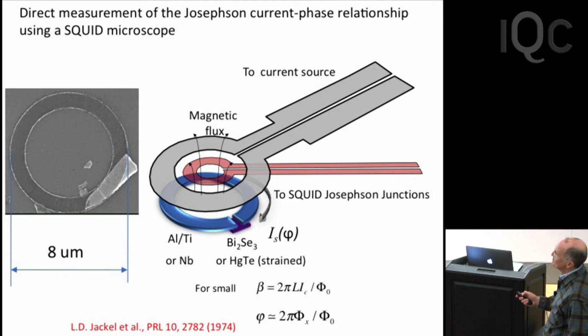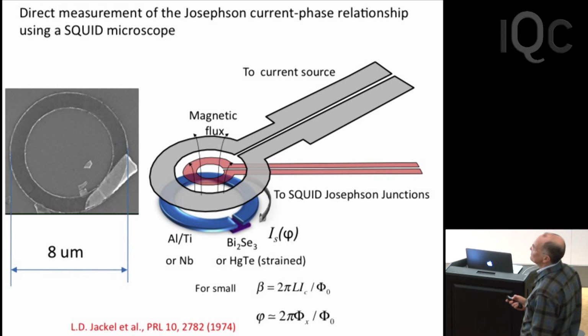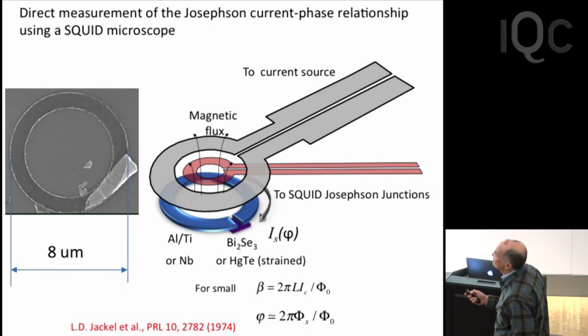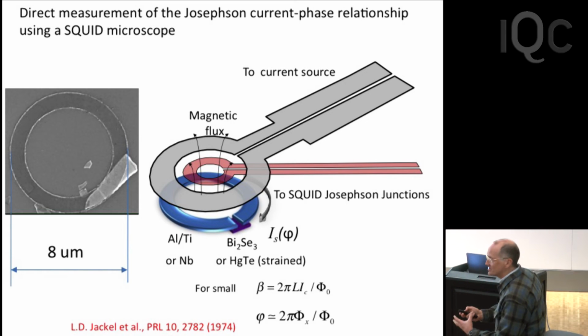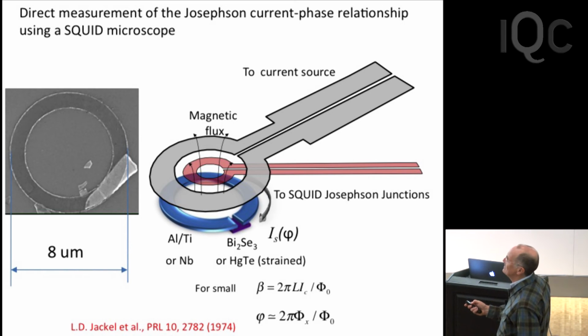What the SQUID microscope does is allow you to put the SQUID anywhere you want relative to the ring. In particular, you put the sensor directly on top of a ring composed of conventional superconductors, and then a junction which has the current going through the topological insulator. The field coil generates a flux which goes through this ring. The ring is a superconductor, so it tries to expel that flux. It does that by generating a circulating supercurrent.